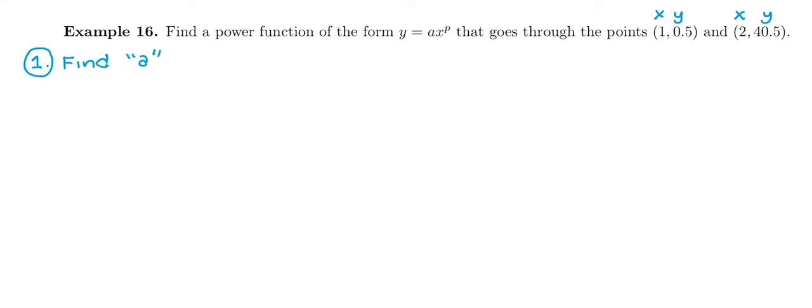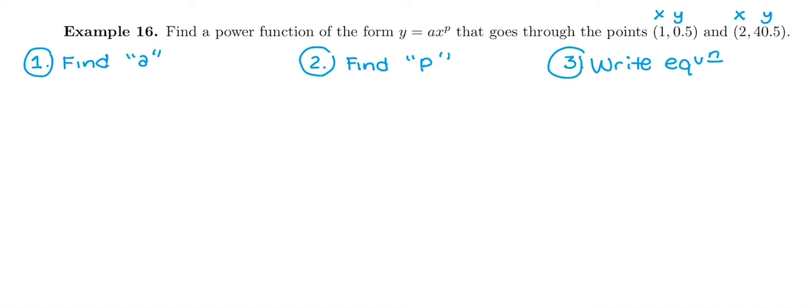Once we find a, we're going to then find p. And lastly, we're going to write the equation. There's our 3 steps. So the first step is to find a.